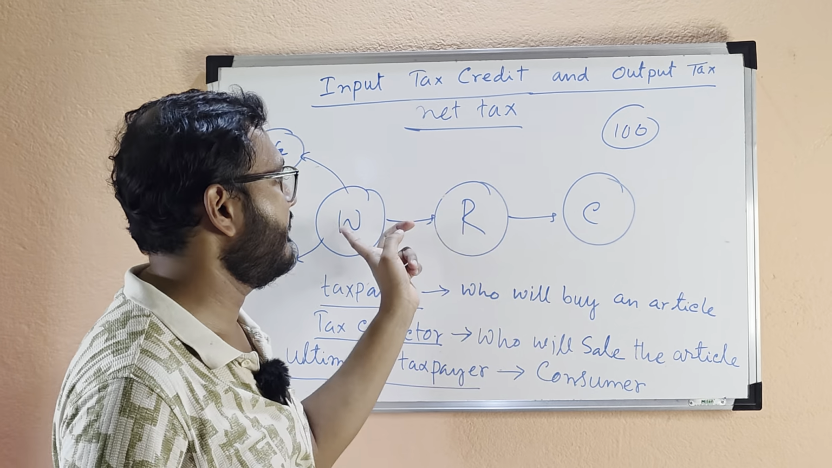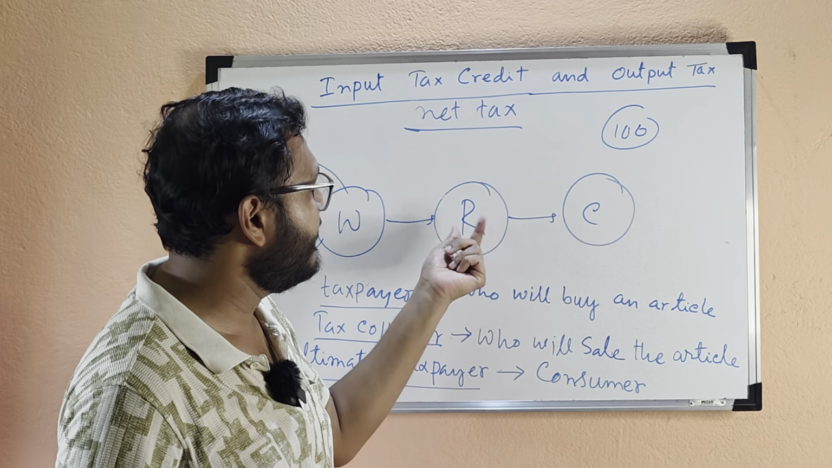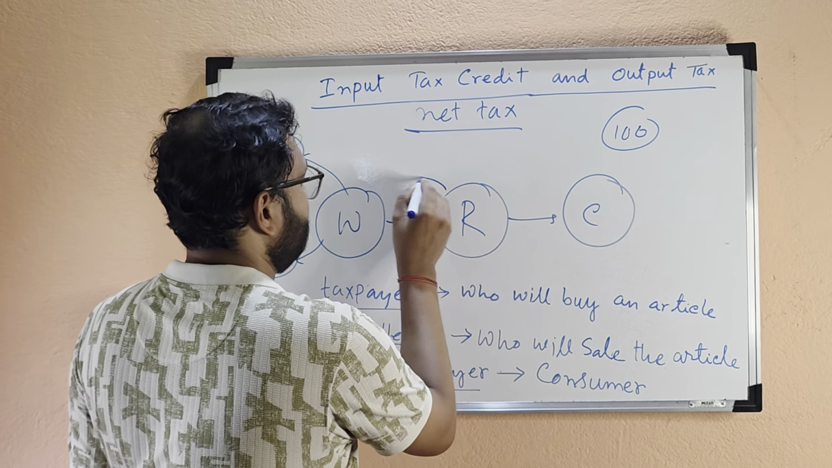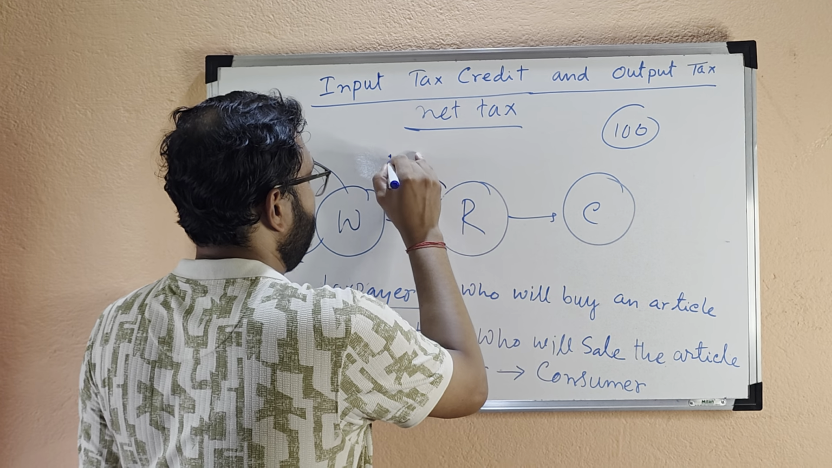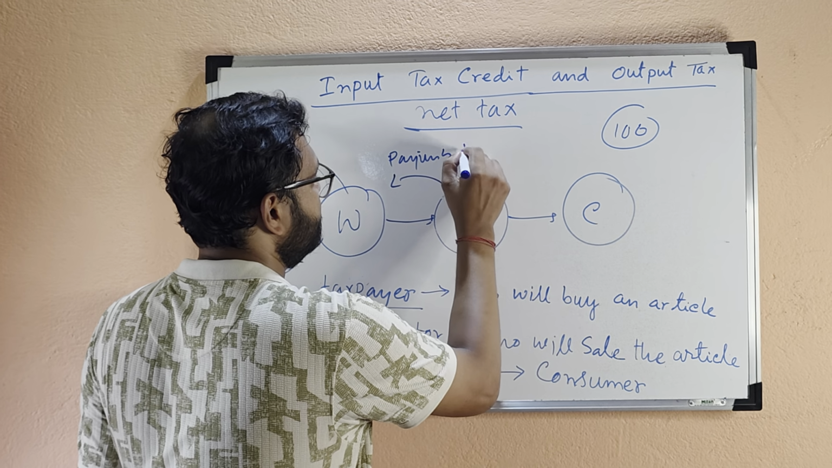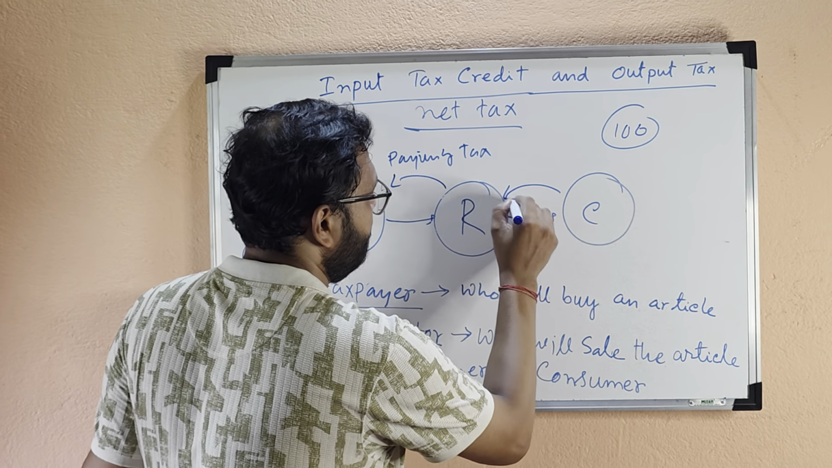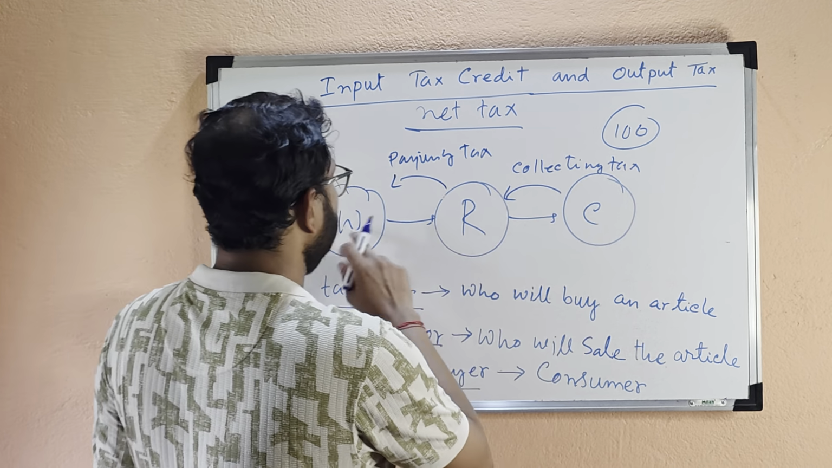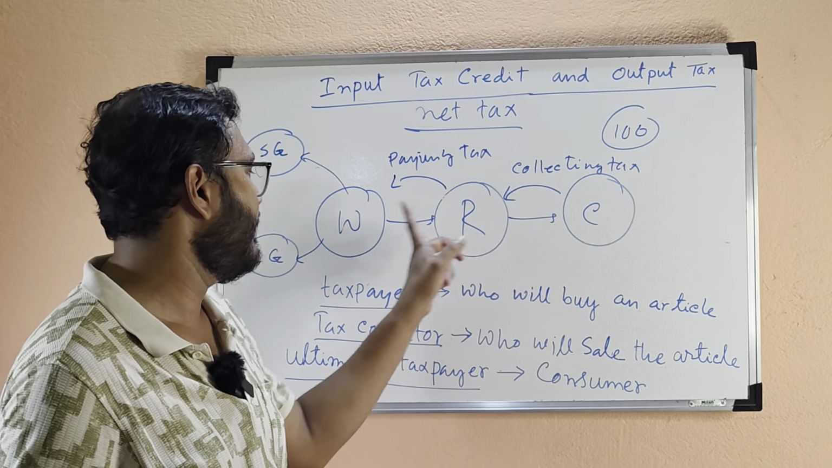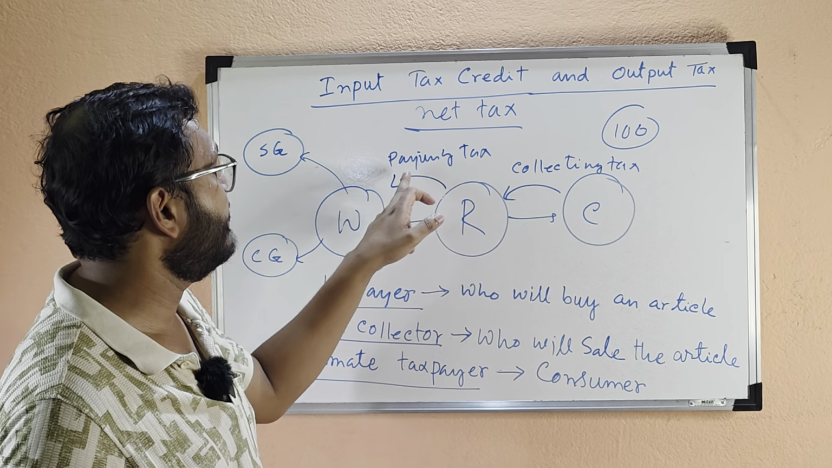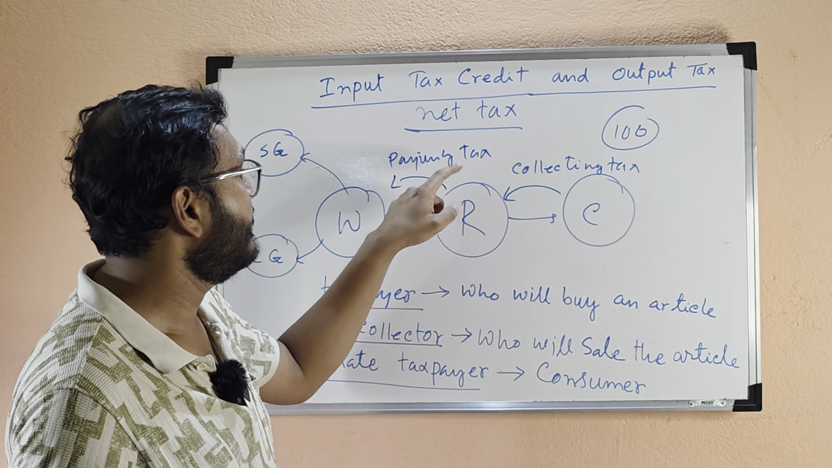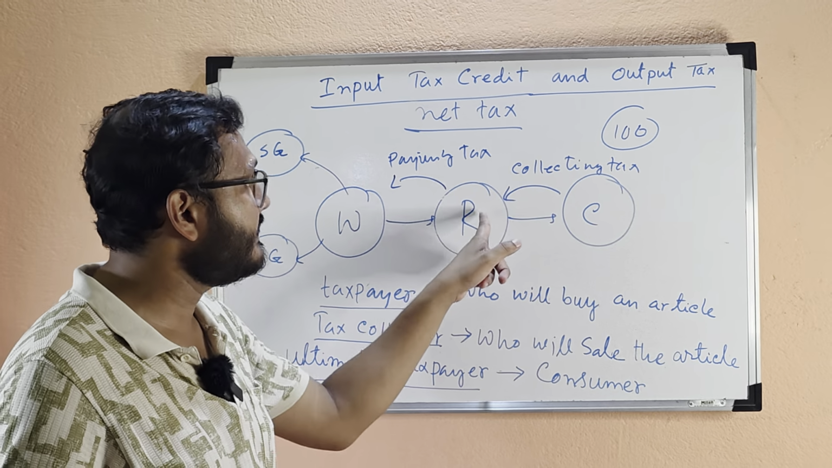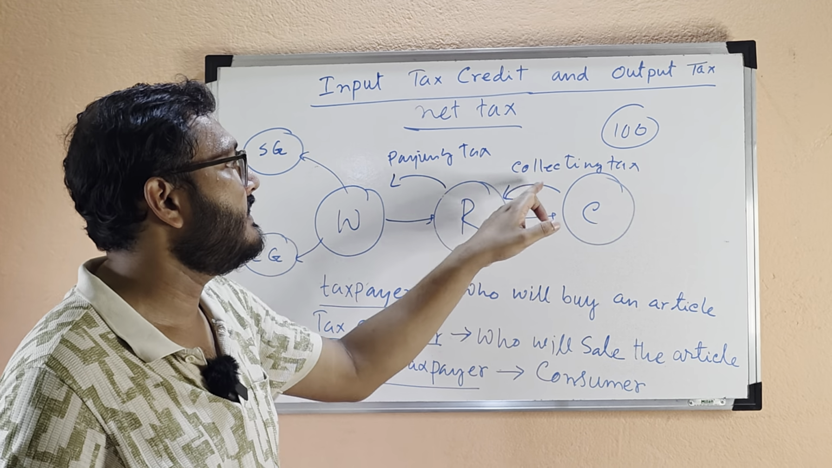So among these three, the retailer has two roles. He is paying tax here, and here he is collecting tax. But the other two are only paying or only collecting. How much he is paying as tax, that is input tax credit, and how much he is collecting from the consumer, that is output tax.